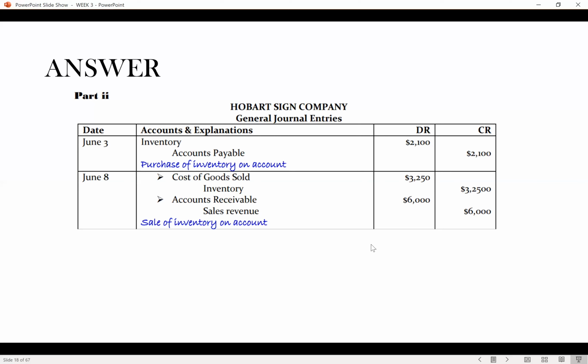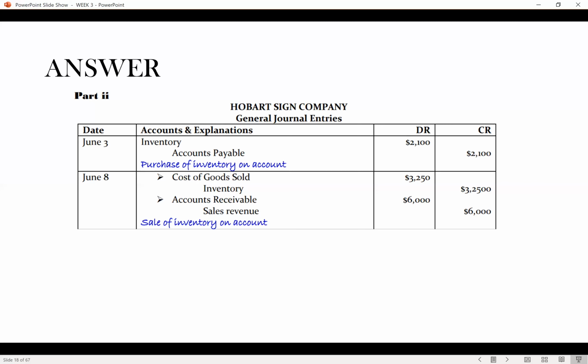The next portion of this journal entry speaks to the actual sale of the good. This is where the price that we sold it for, 100 at $60 each, multiplied, or total sales revenue is 6,000. This is where this part of the transaction comes in. And from the beginning of the question, it told us purchases and sales were on account. In the case of a sale, it's going to be accounts receivable. In the case of purchases, it's going to be accounts payable. So this is a sale, so it's on account, it's an accounts receivable.